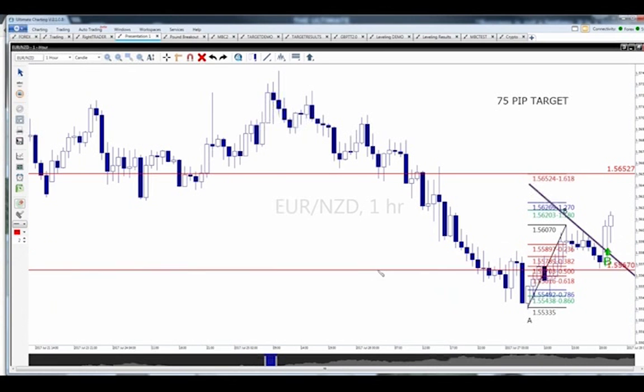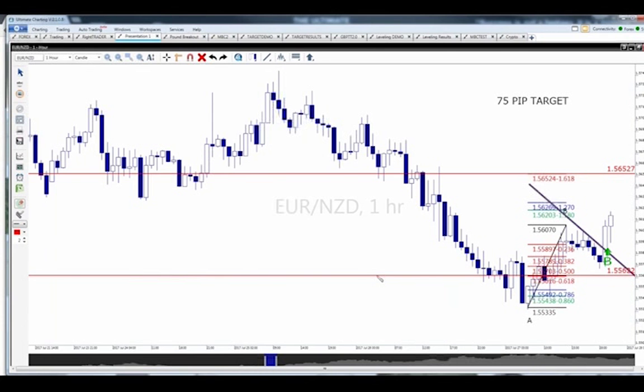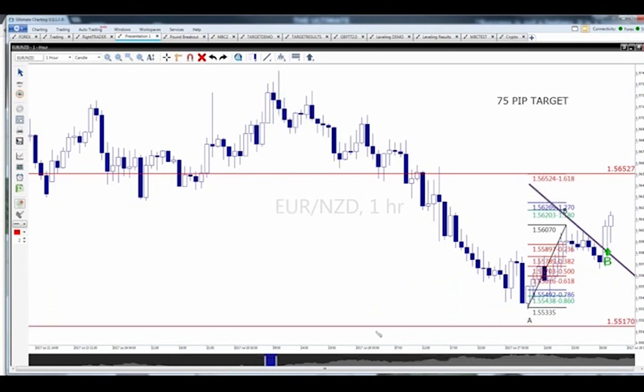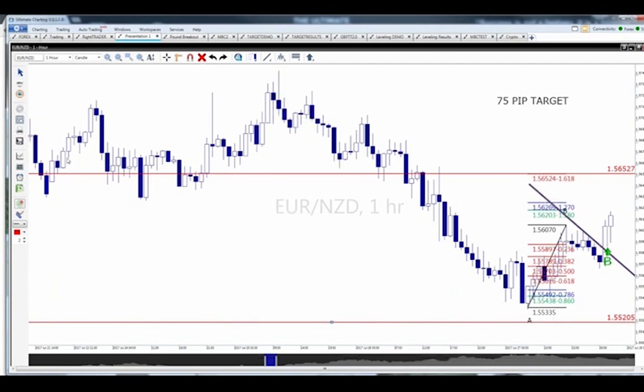If I am aggressive, I'm going to set it about 5 to 10 pips below my B entry, my C entry, my buy area. If I am conservative, I'm going to set it about 5 to 10 pips below my A. In this example, that would be about 25 pips. So now I've got a 3-to-1 reward-to-risk ratio. Does everybody understand? We're willing to risk 25 pips to make 75 pips.